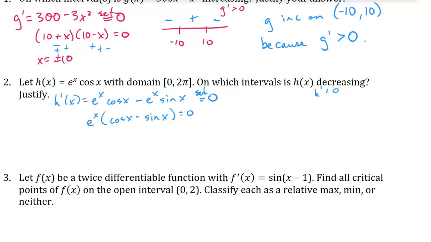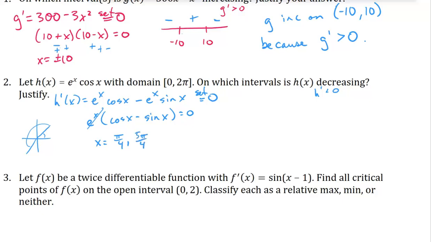E to the x can never be 0, so I really don't need to worry about this factor at all. To solve this part, I just need to know where sine and cosine are equal to each other. And on the interval from 0 to 2 pi, that's going to happen when x is equal to pi over 4, so in quadrant 1, because they're both positive right here at 45 degrees, pi over 4, and then also in quadrant 3, they're both negative, so that's going to be at 5 pi over 4.